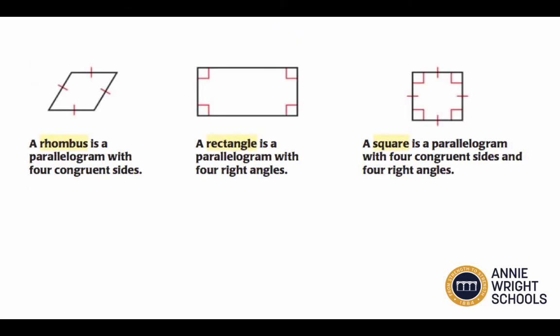The next section, I disagree with the book definition of these three shapes. The book says a rhombus is a parallelogram of four congruent sides, a rectangle is a parallelogram with four right angles, and a square is a parallelogram with four congruent sides and four right angles. I'm going to cross out parallelogram and I'm going to say quadrilateral. I'm going to say a rhombus is a quadrilateral, four-sided shape, quadrilateral, rectangle, quadrilateral.